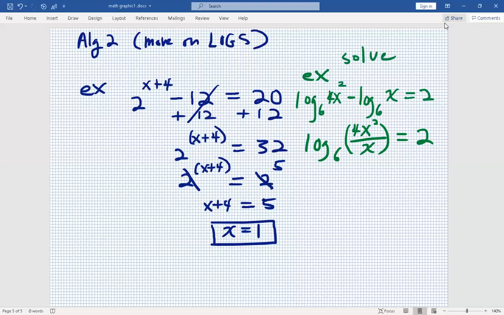What we have to do is convert the log into exponential. So we take the base of 6, and remember, the x and the y are going to switch. So the 2 comes over here, and the whole parentheses comes right there. If you understand this, then you understand the basic log property.